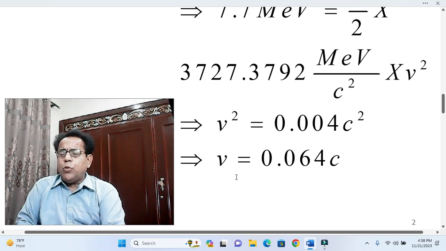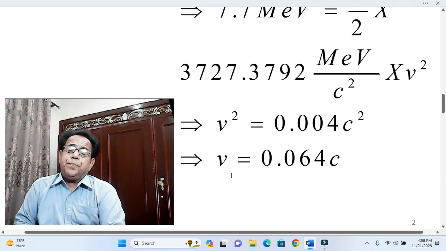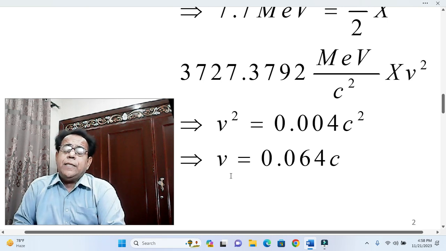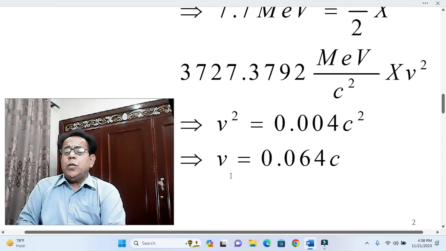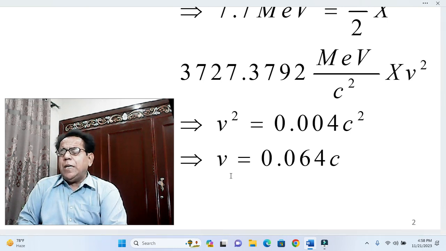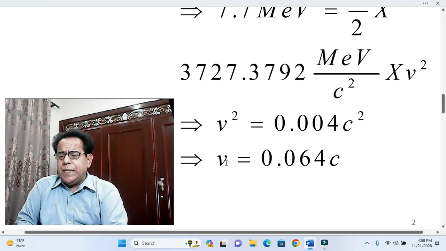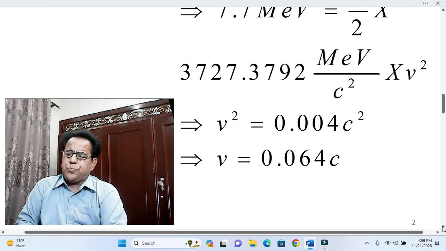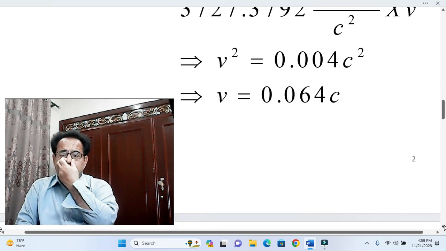We can also write v over c as beta. Okay, because we know that beta is the speed parameter. So it does not make any difference whether we write v as this or v over c equal to 0.064 or beta equal to 0.064. Okay, now we move forward.